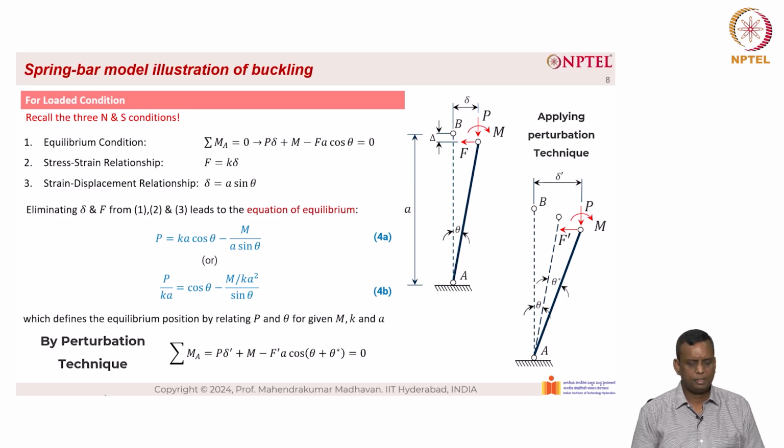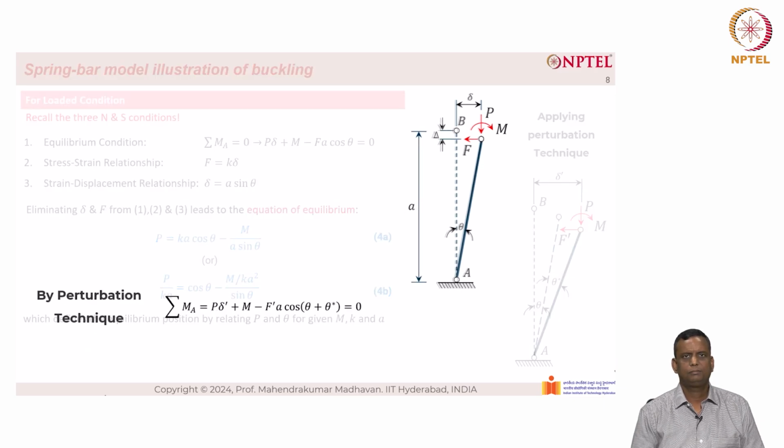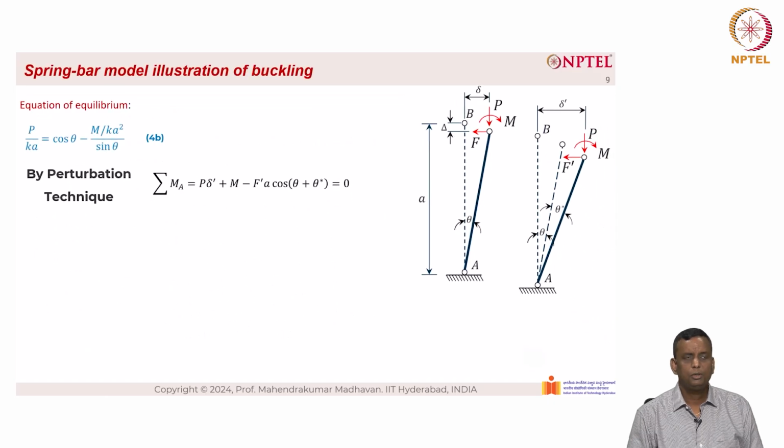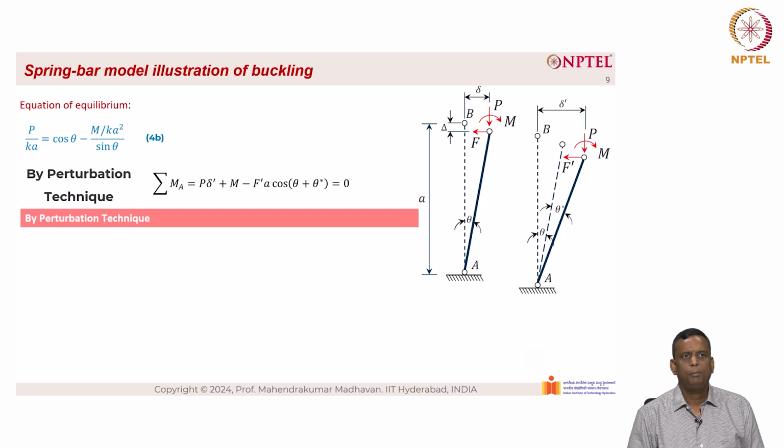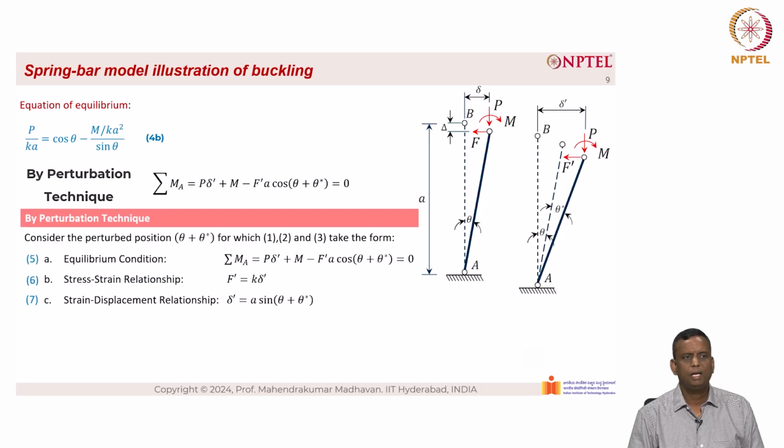So, taking moment here now, sigma Ma equal to P delta dash plus M minus F dash a cos of theta plus theta star. By using the perturbation technique, we get the following equation: sigma Ma equal to P delta dash plus M minus F dash a cos theta plus theta star equal to 0. By perturbation technique, we consider the perturbed position theta plus theta star, for which 1, 2 and 3 take the form 5, 6 and 7.